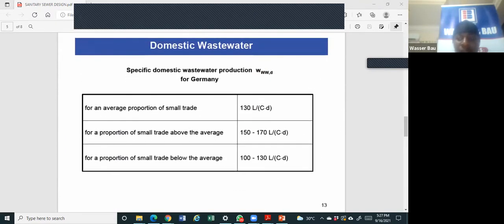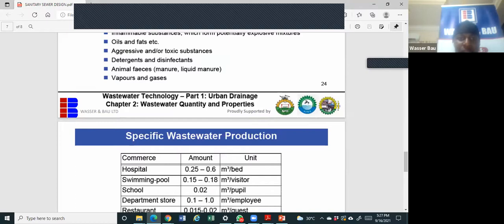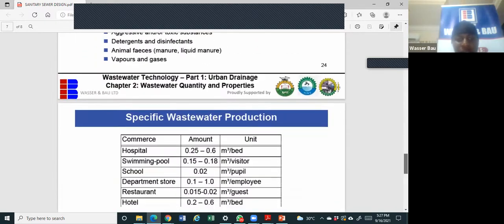Then these are just cautions that should be taken, what you should not do. For instance, things that should not be discharged into the waste system. I doubt if anybody in Nigeria complies with this. You should not put oil and fats. You should not put detergent and disinfectants. You should not put animal feces. You should not put vapor and gases. You should not put hardening substances. You should not put solid waste inside. So I think we will also understand them.